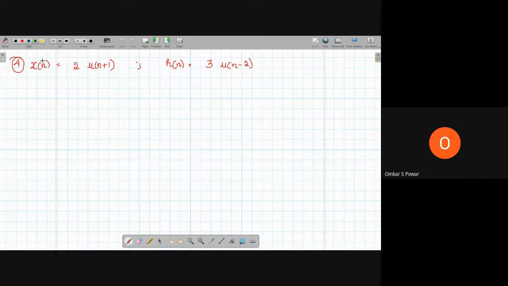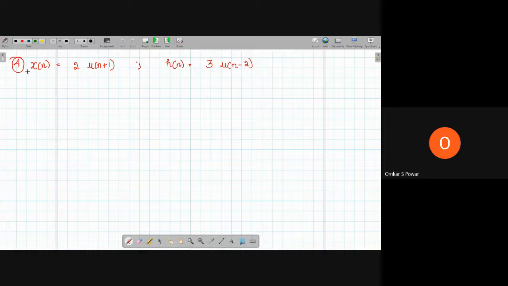So now we will go to the next problem, where x of n is equal to 2u of n plus 1 and h of n is equal to 3u of n minus 2. So how do we solve that? So what should be our approach? So what I need you to do is just concentrate on this problem, and it will be easy for you.